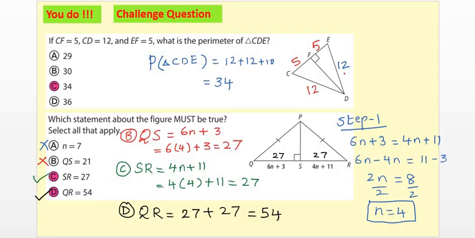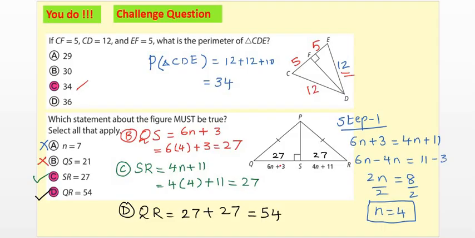You will put the values into it. This value will also become 12, and when you add all of them it becomes 34. So this is the correct option. Now the second question is a little bit tricky because you have to choose all the options that are correct.